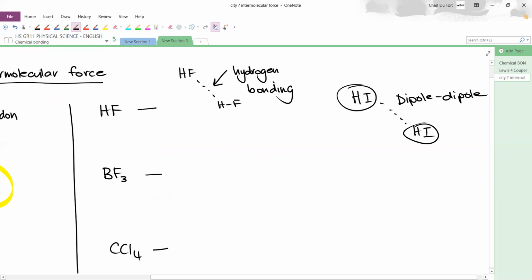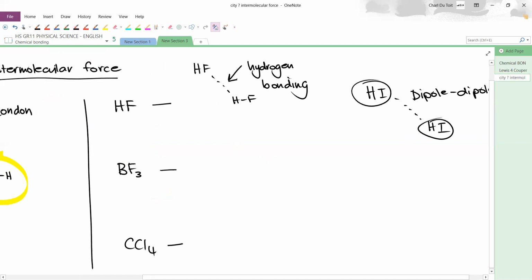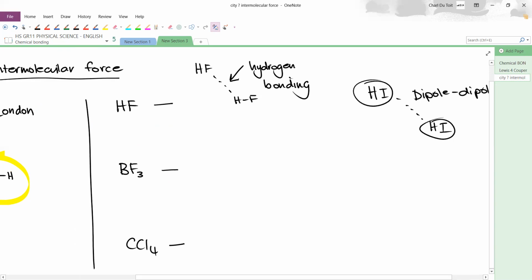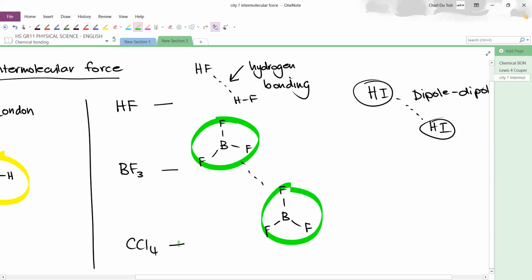Okay, we'll answer questions on that in a minute. Okay, BF3, difficult molecule. Wouldn't it be a dipole-dipole force? Okay, I'm asking, is this molecule polar or non-polar? That's the first question.